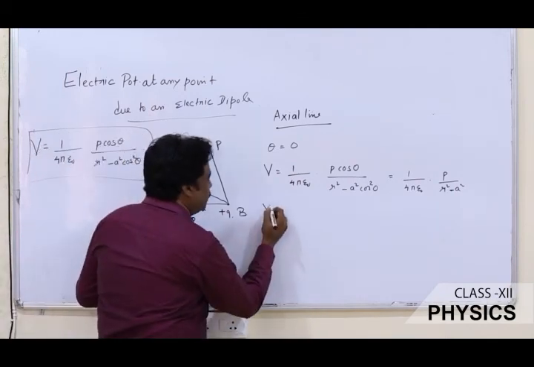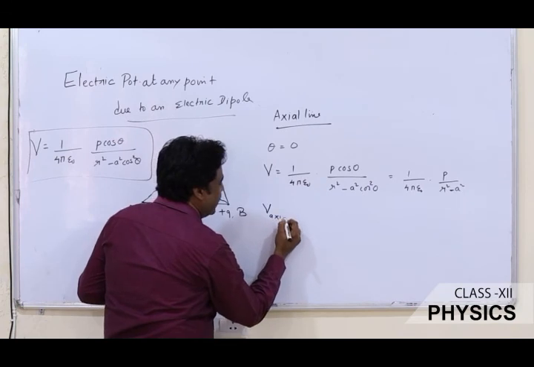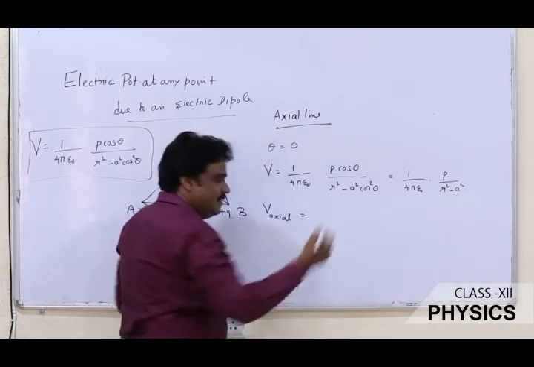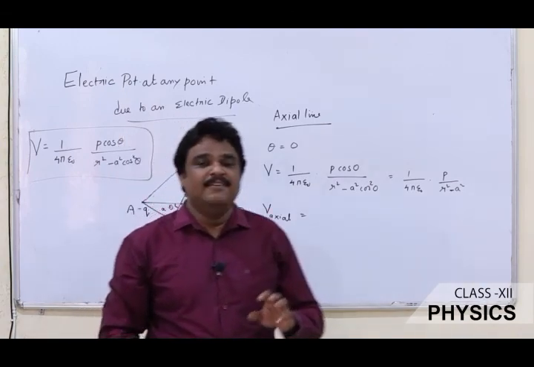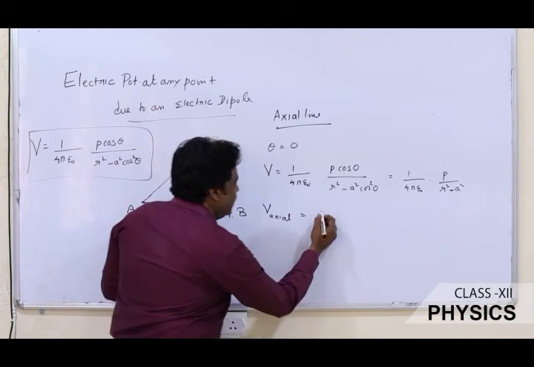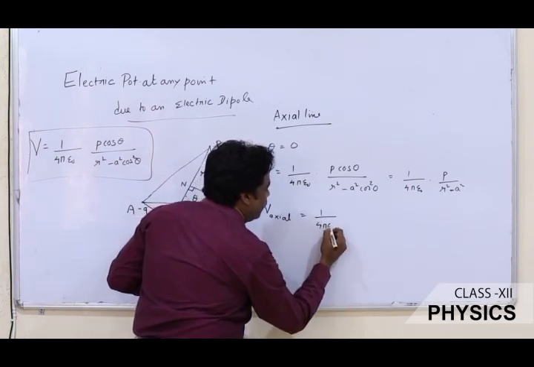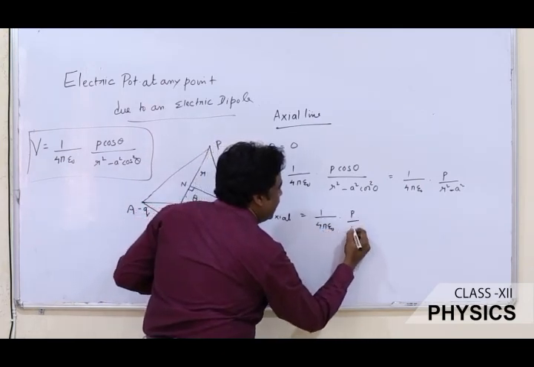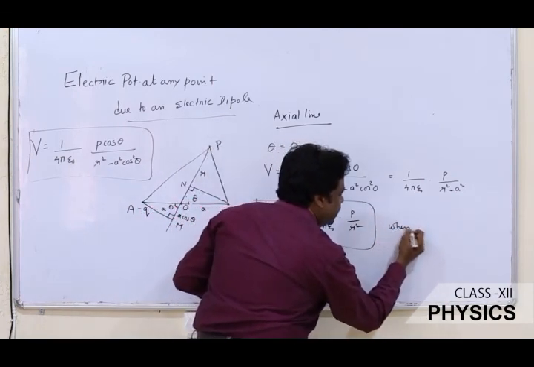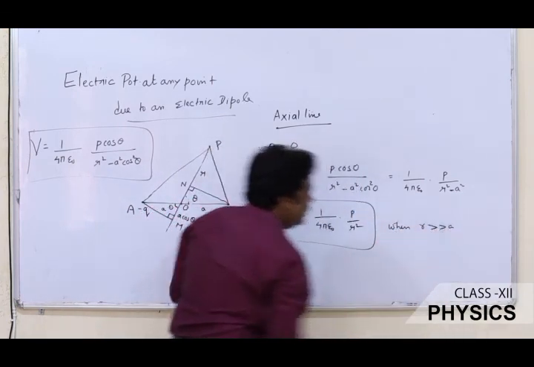Now if I assume the dipole is of very small length, what I can write for V axial is that you can neglect A from the denominator. Already in earlier cases also we did this: when r is much greater than a, a can be neglected from the denominator. In that case I can get 1 by 4 pi epsilon naught P by r square. So I use this equation when r is much greater than a.